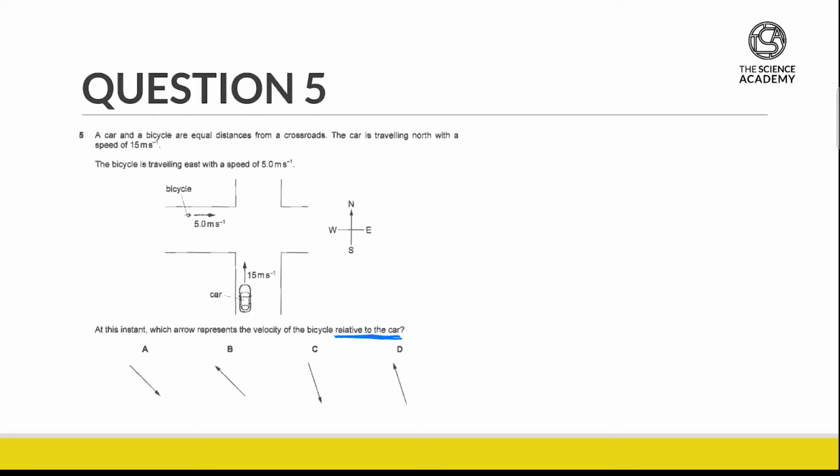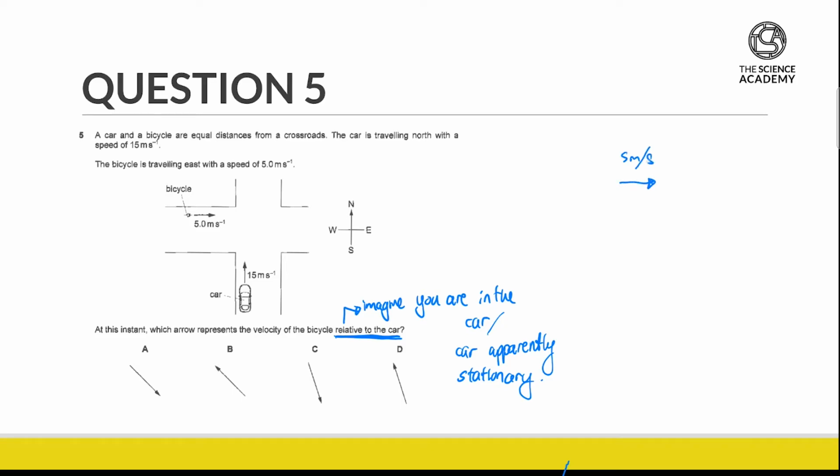Now, a quick way to do relative velocity questions is to imagine you are in the car, or in other words, the car is apparently stationary. I want you to imagine that the car is apparently stationary. So if you are in the car, you don't move relative to the car. It appears as if the bicycle is moving towards the right at 5 meters per second.